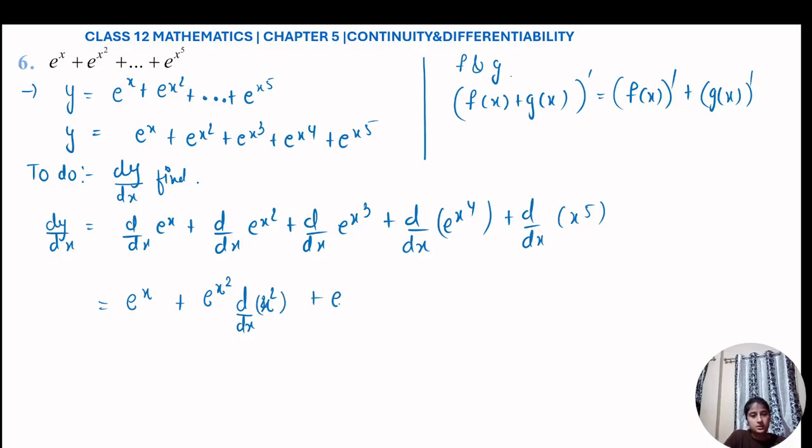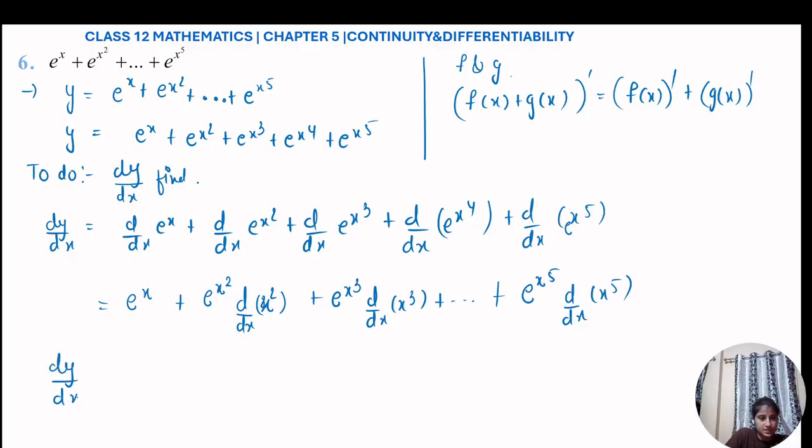Then this is e raised to x cube. Differentiate the argument function, that is x cube. No need to write "so on", but I know you can do it now. So this is e raised to x to the power 5 times d by dx of x to the power 5. I will write the final answer here.